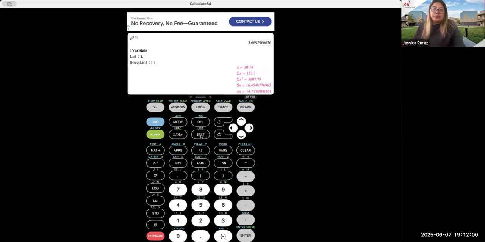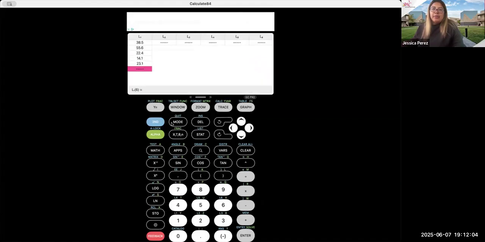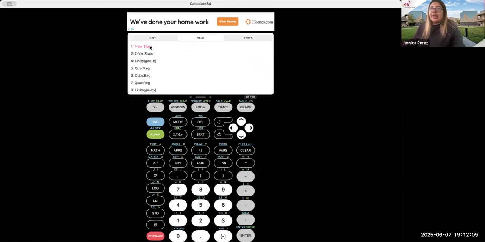Again, what did I do? I selected stat, edit, input my data, and then hit stat again, and then calc, and then one var stats. This will also work if you have a TI-83 or TI-84, and then you're going to hit enter, and then enter again. It's making sure that the list it's retrieving should be L1. Hit enter, and then you're going to scroll up a little bit, and you're going to see this X bar right there. So X bar is 30.74.